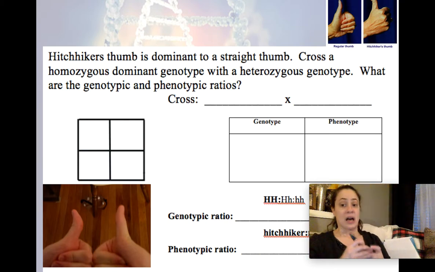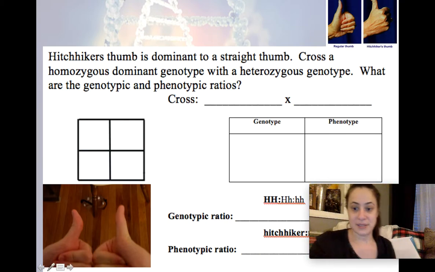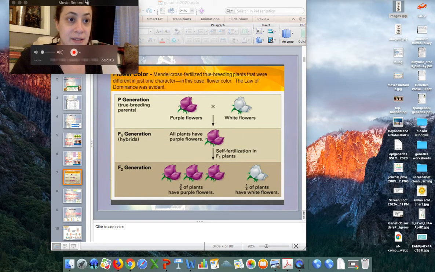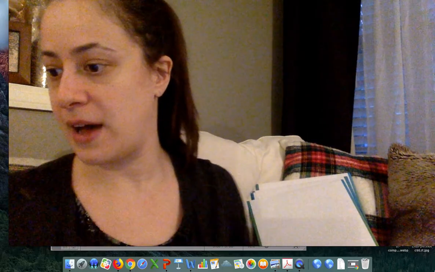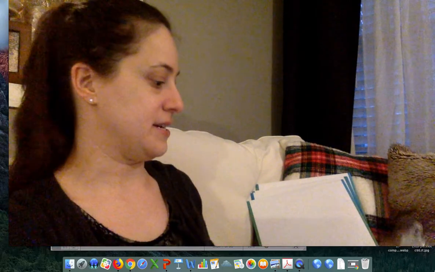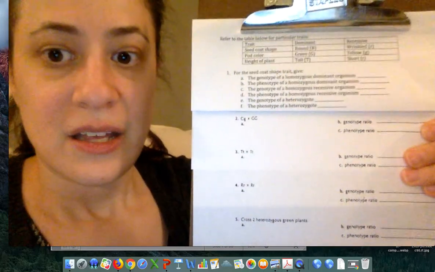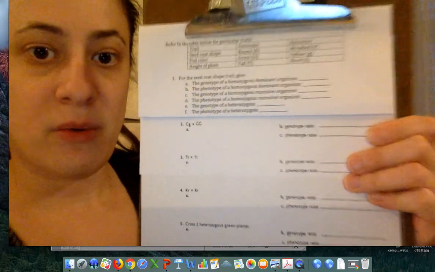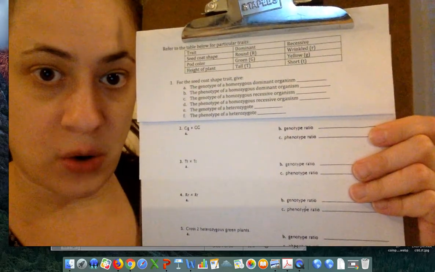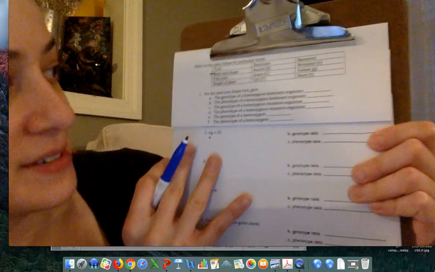Now, it's important that we go through some examples. I wanted to just go through some examples with you guys because I need to do that in order to make clear the vocabulary. So, okay, for example, for the seed coat shape trait. So here's the seed coat shape trait.